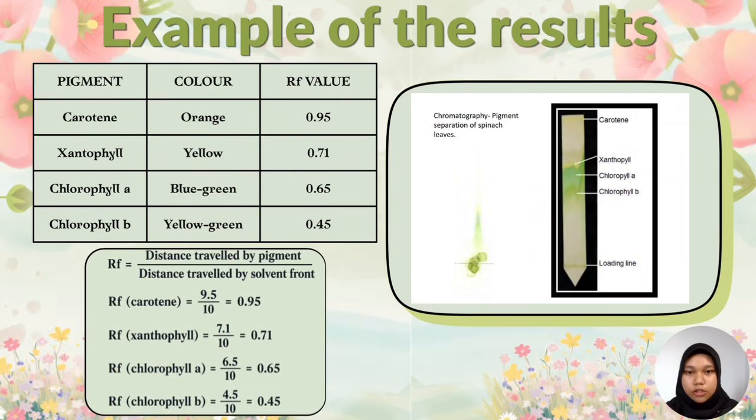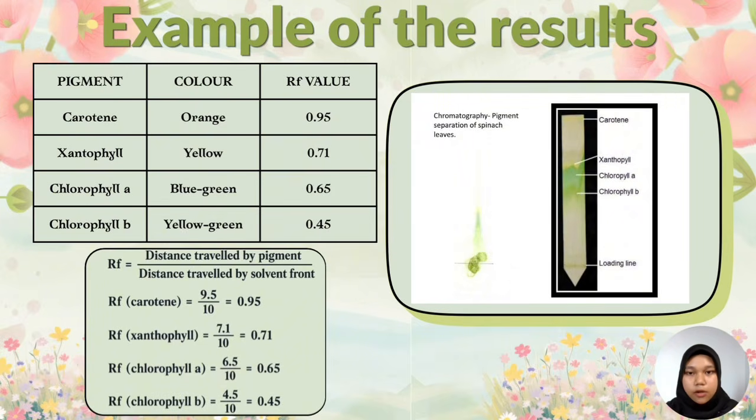This slide shows an example of the result obtained from paper chromatography. Four pigments were successfully separated from the leaf extract: carotene, xanthophyll, chlorophyll A, and chlorophyll B. Carotene appears orange and has the highest RF value of 0.95, meaning it traveled the furthest because it is the most soluble in the mobile phase.